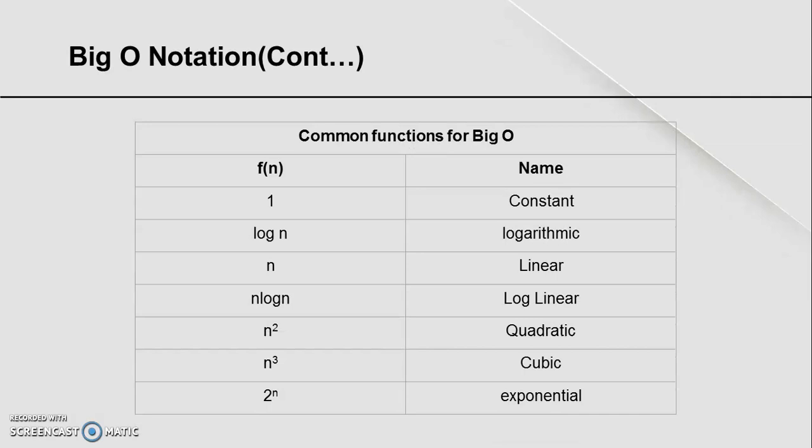The common big O notations are given over here. These are the common big O notation functions and their names. 1 is constant time, log of n is logarithmic time. Simple n means linear time, and n log n is logarithmic linear time. If we have n square, it is quadratic time. If our function is in the form of a cube, it is cubic time. If it is in the form of 2 raised to n, it is exponential.